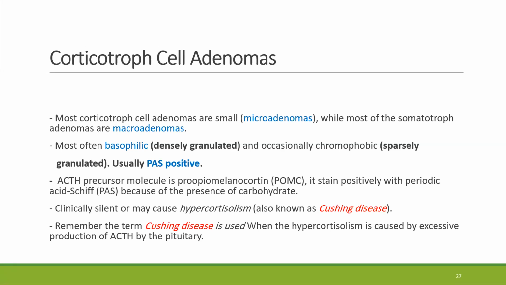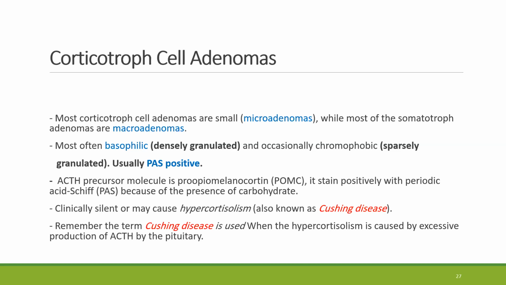The majority of corticotroph cell adenomas actually are basophilic. They can be densely granulated or sparsely granulated. Usually, the corticotroph cell adenomas are PAS positive, the periodic acid-Schiff stain. So PAS staining adenomas are usually corticotroph cell adenomas.